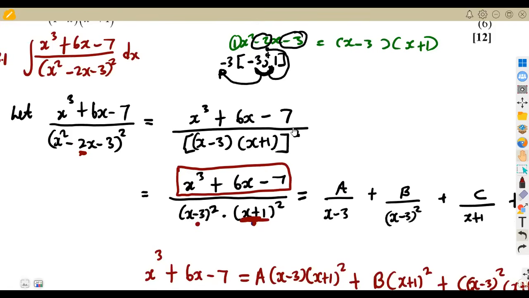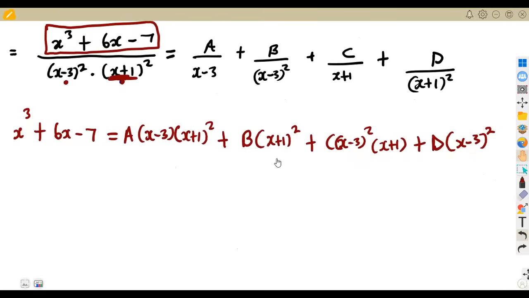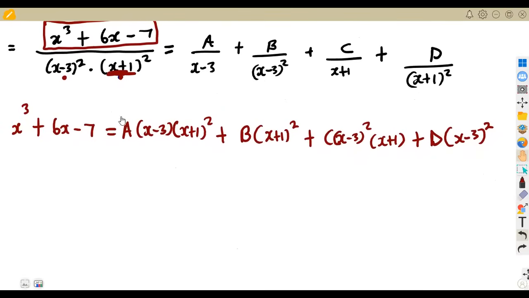Once we write in that way, expand properly. After the expansion, now we have to find the values of A, B, C, and D, which are the constants that we have. All right, so the first thing is to target where there are linear brackets, like x minus 3, x plus 1, we target those brackets.